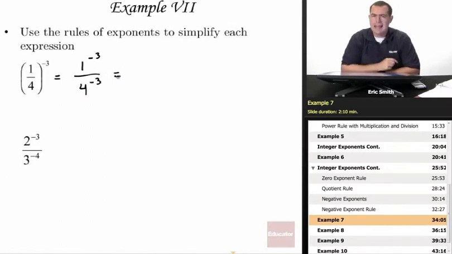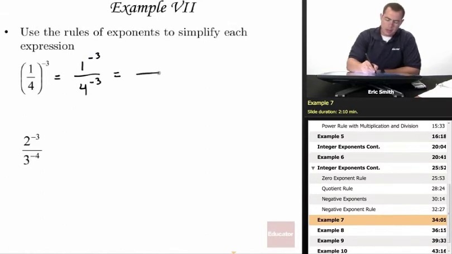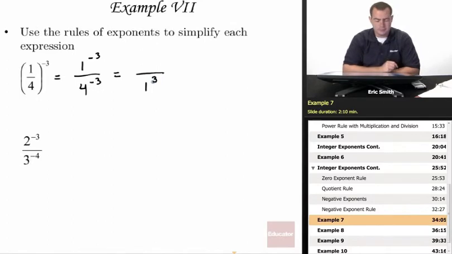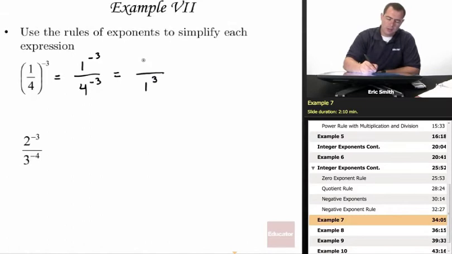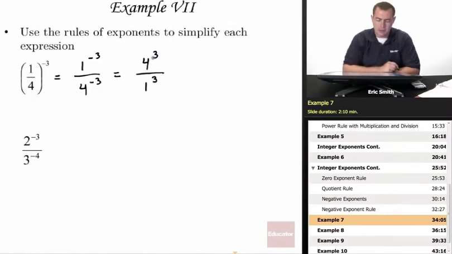Now here's where I'm going to handle that negative exponent. So that 1 to the negative 3 on the top, I'm going to move it to the bottom and make its exponent positive. I'm going to do the same thing with the 4, so 4 to the negative 3, now it will go to the top and its exponent will now be positive as well. And then from here, I would just go through simplifying it.